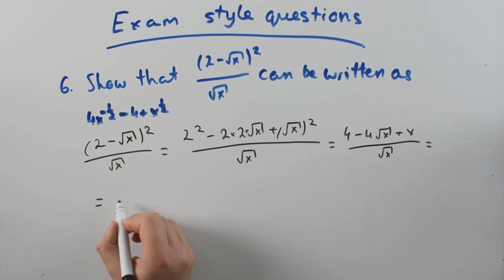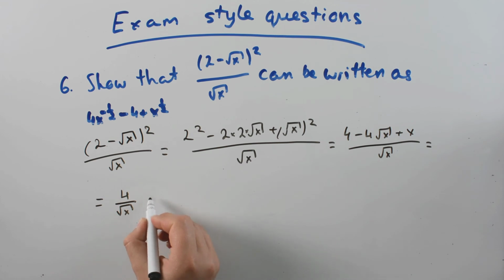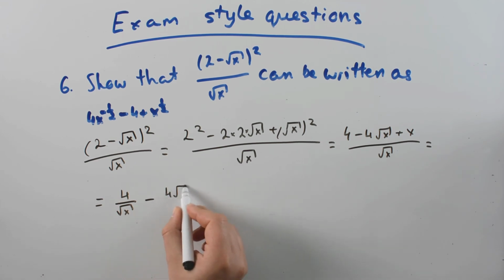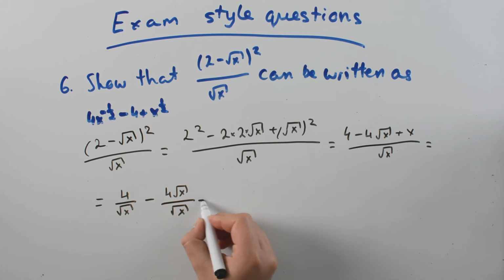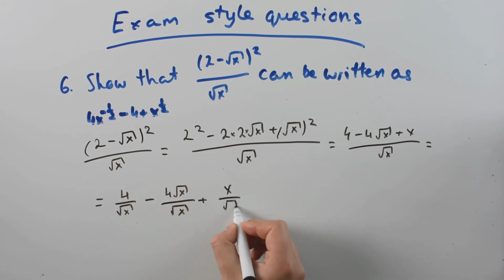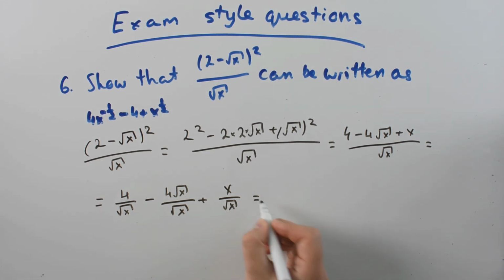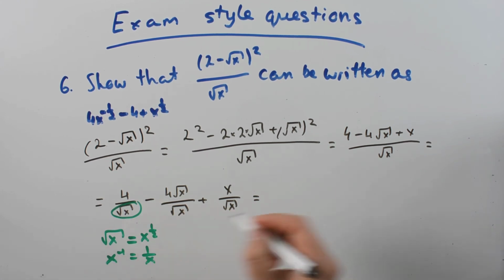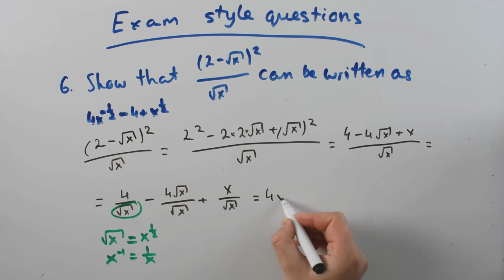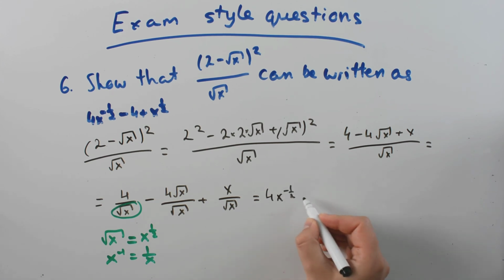So you will get 4 over square root of x minus 4 square root of x over square root of x plus x over square root of x. Okay, and now I'm just going to remind you that square root of x is the same as x to the power of a half, and that x to the power of minus 1 is actually 1 over x. So use those two rules to rewrite this expression. So you will get 4x to the power of minus a half, because it's in the denominator and it's square rooted.